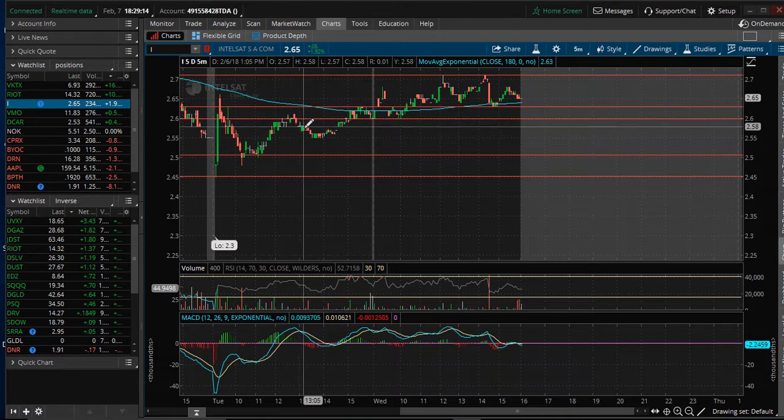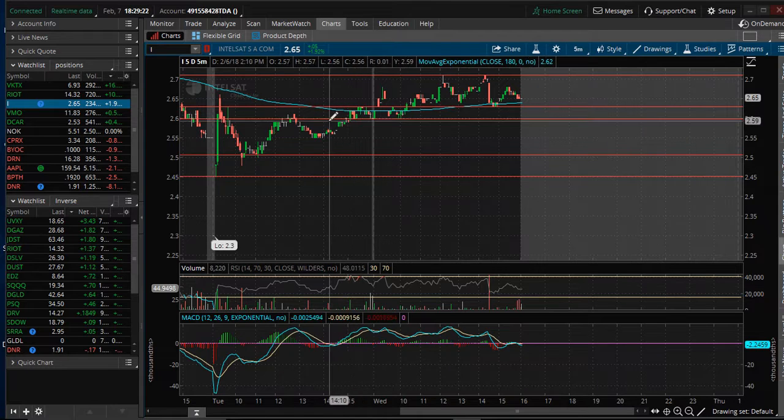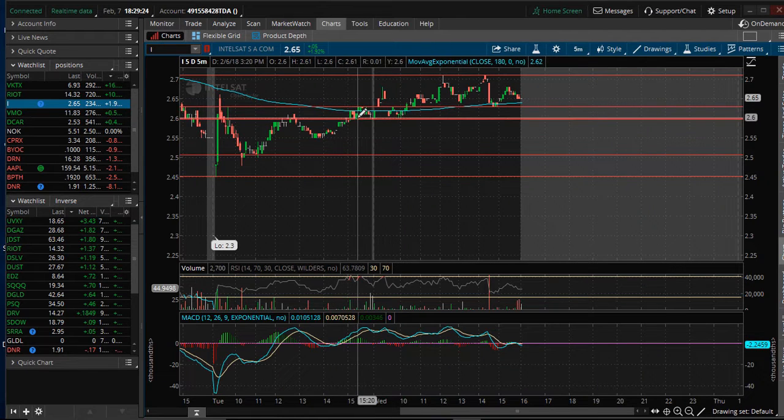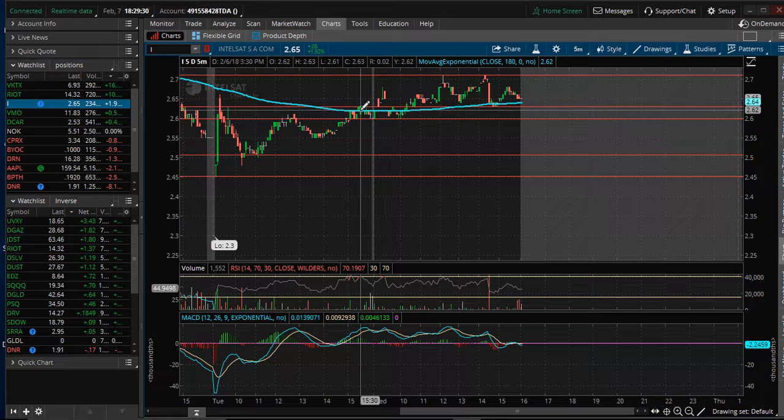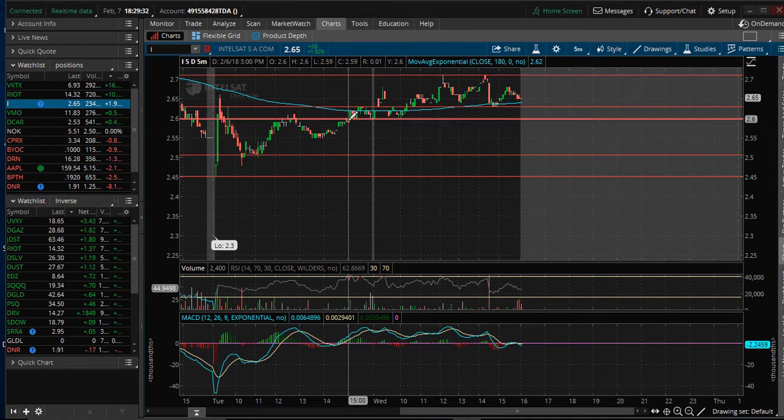Or you can hold it and see where it retraces back down to, starts trading sideways, starts coming back up. You see this here. Once it breaks this resistance right here, that's when you could go ahead and start throwing in another portion of your position, say another third or another fourth. So now you're halfway in.